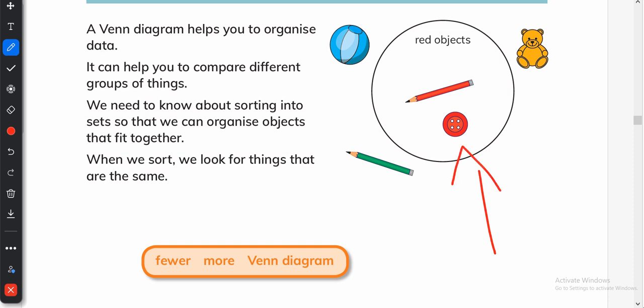In this group, in the red objects group, do we have more items or fewer? This is how we will use the words more and fewer in this topic. So it has fewer objects than the objects that are outside the circle.